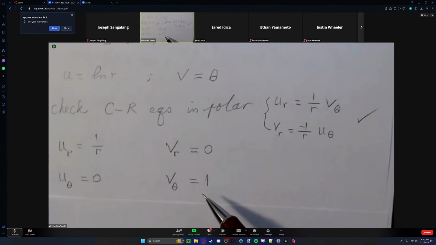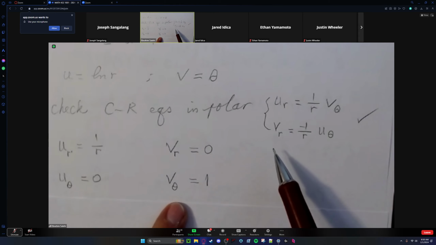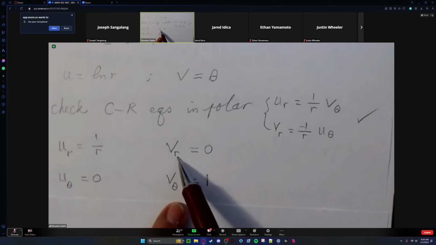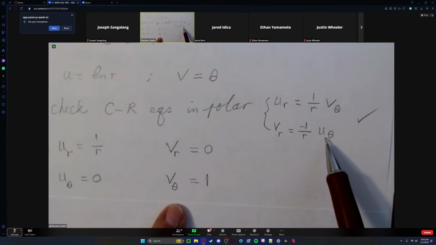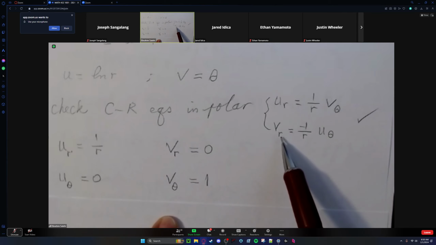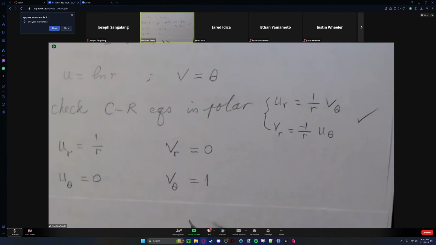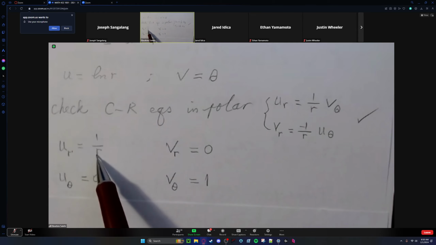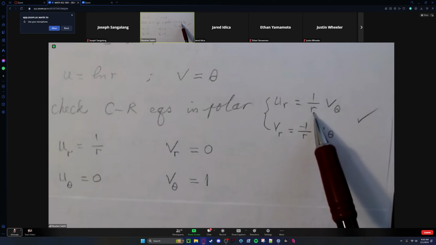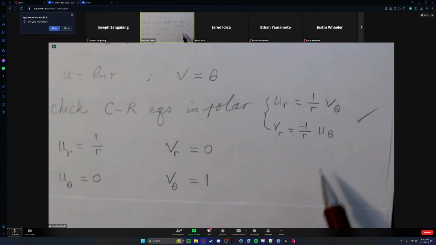Well, do we have the Cauchy-Riemann equations? Well, look at this second equation. v_r, which is here, is this number times u_θ. Oh yeah, both sides will be 0. So this part is good. How about this first equation? u_r is 1 over r times v_θ. Yes. So the Cauchy-Riemann equations in polar form are satisfied.